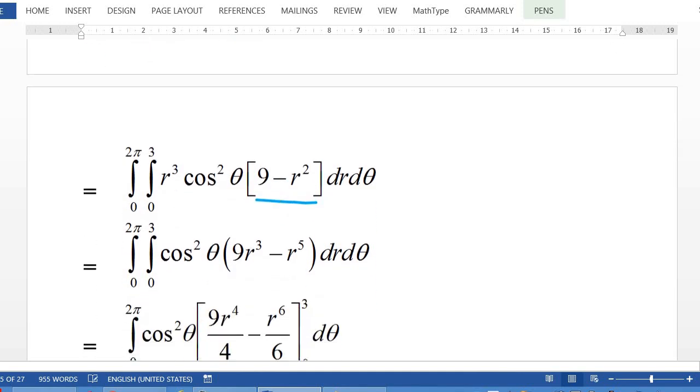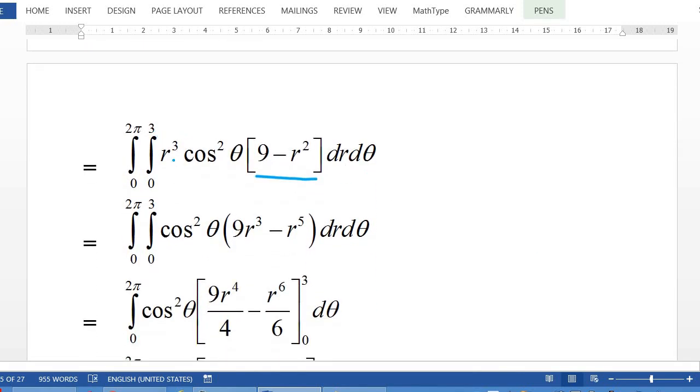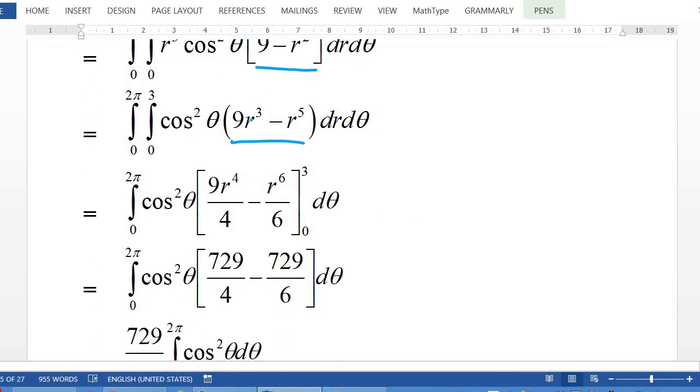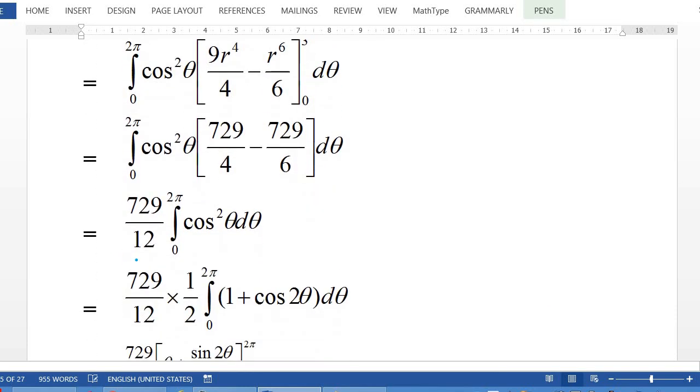Then secondly, we are going to integrate with respect to r. Put it here. So in total you have 9, expand in here, 9r cubed minus r to the power 5. Integrate with respect to r first, where theta is constant. So you have 9r to the power 4 divided by 4 minus r to the power 6 divided by 6. Plug in the lower limit and upper limit of r. Simplify it, you have here 729 over 12.